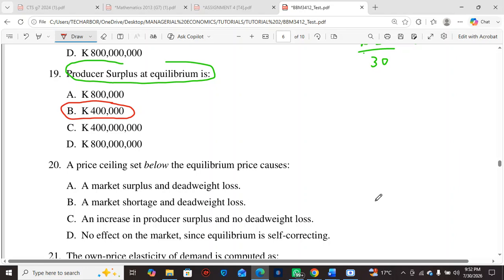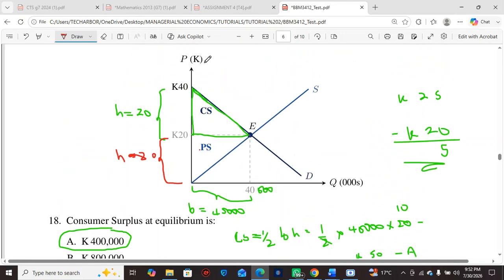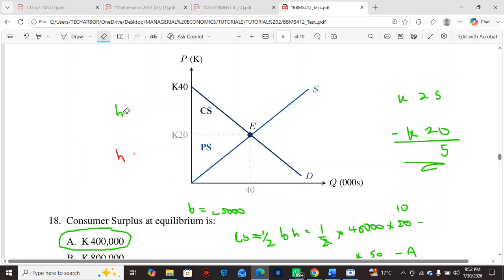Okay. A price ceiling set below equilibrium prices causes. So remember, a price ceiling is below the equilibrium price. I can use this one as an illustration here. Price ceiling below equilibrium price. So let's say the price ceiling is here. This is the maximum amount the sellers can sell. They can't go above this amount. They can only go below.